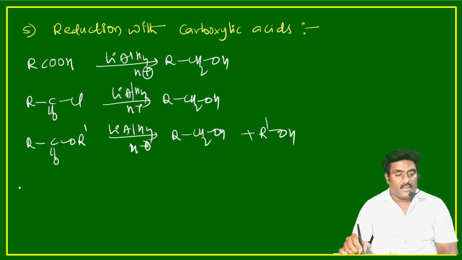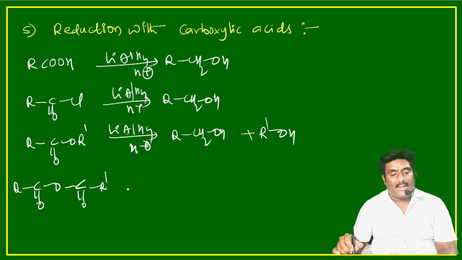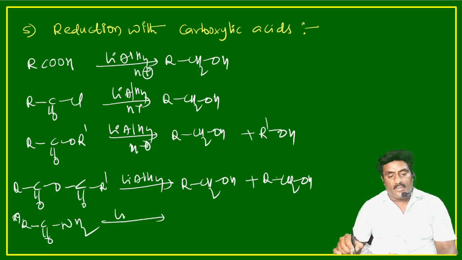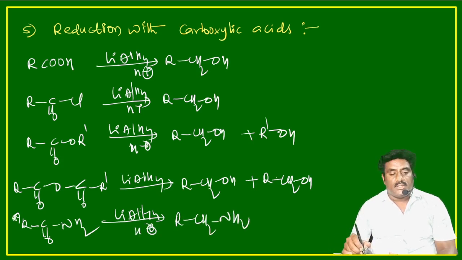Again, anhydride, C double bond O, C double bond O, in the presence of lithium aluminum hydride gives alcohol, RCH2OH plus RCH2OH. Next, important: amide, C double bond O NH2, in the presence of lithium aluminum hydride gives amine, CH2 amine. Amide to amine. Yes.